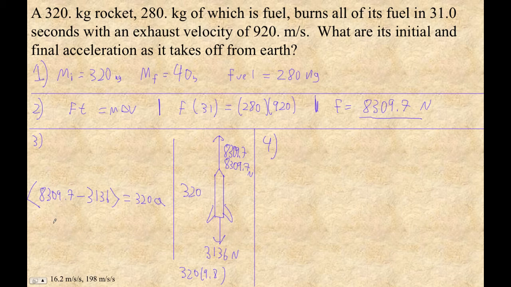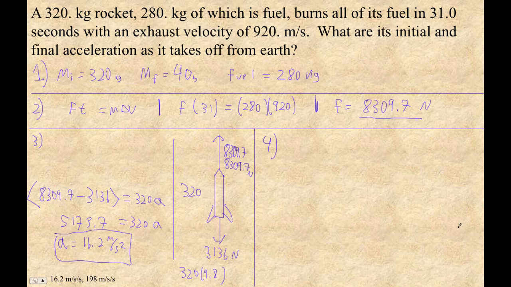So I'm going to go this guy minus this guy. I get 5173 equals 320A. And now divide by 320. And I get 16.2 meters per second squared. That's our initial acceleration, right?